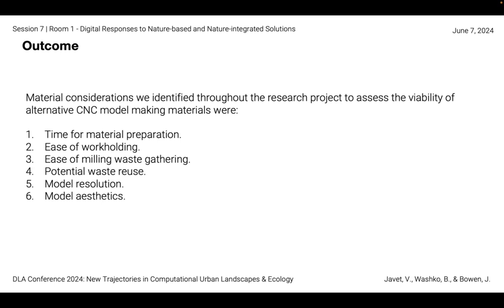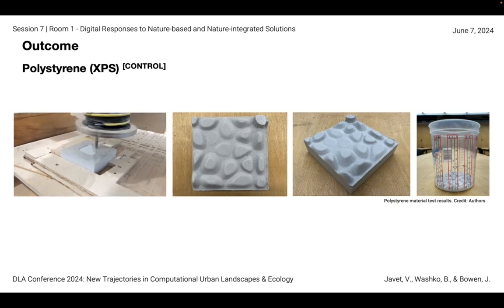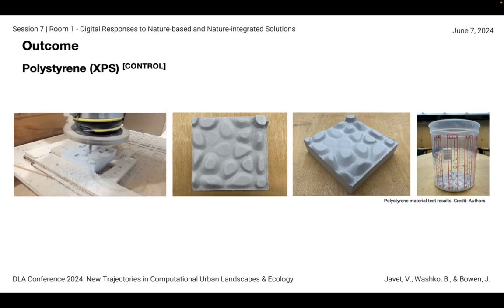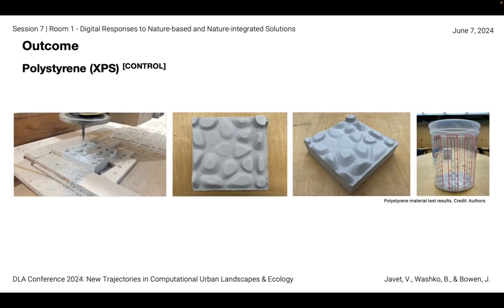As mentioned previously, the first material tested was polystyrene, specifically the XPS, which served as the control for this experiment. Variations of cork, soap, mycelium, and recycled cardboard that we reviewed earlier were tested as potential alternatives against the performance of this control, evaluated here in perspective and plan, as well as the amount of material that's able to be gathered after the milling process.